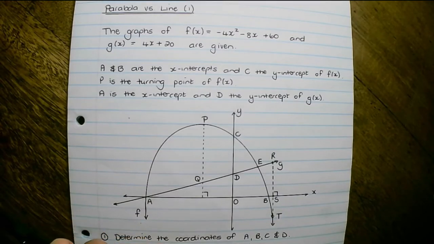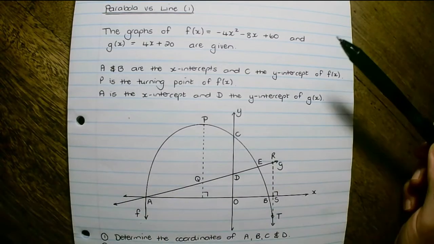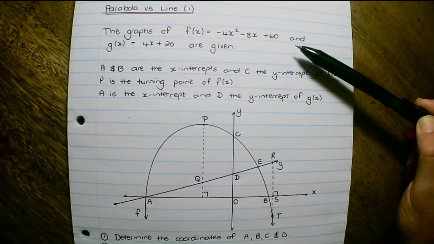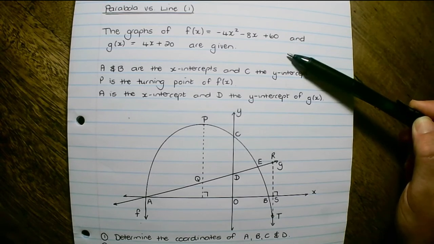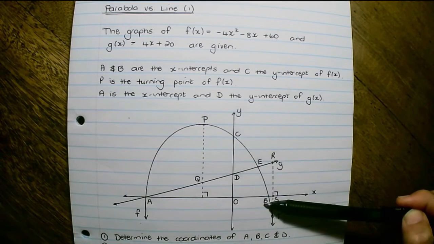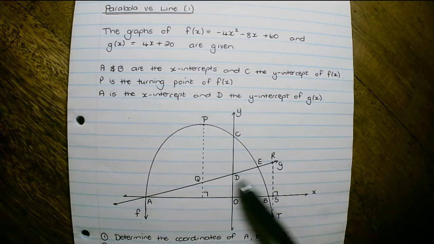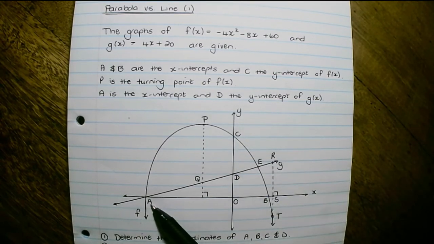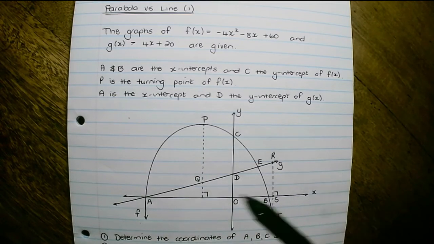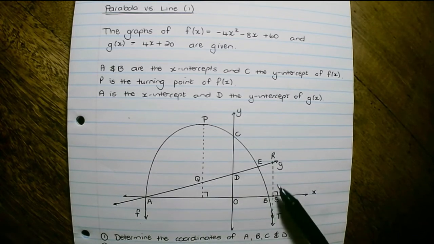Hi guys, in this video we'll talk about the parabola versus the line. So we are given the equation of a parabola and the equation of a straight line. We are also given that A and B are the x-intercepts of the parabola, C is the y-intercept, that D is the y-intercept of the straight line, and A is also the x-intercept of the straight line. Now the sketch is also given to us, and we are given various coordinates on the diagram.